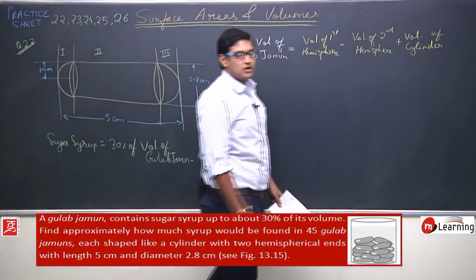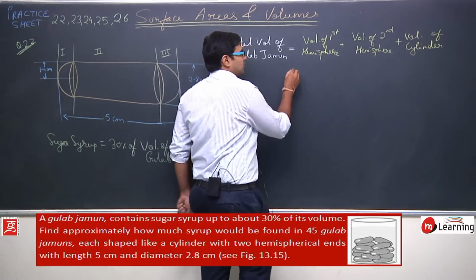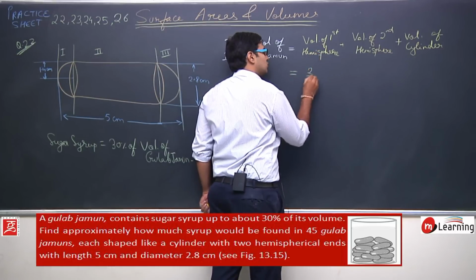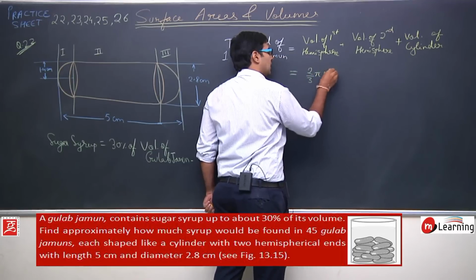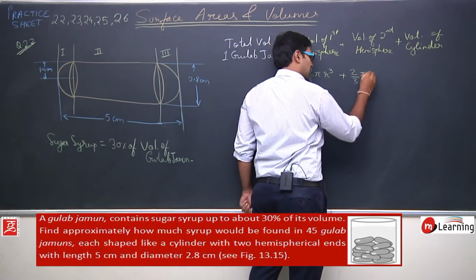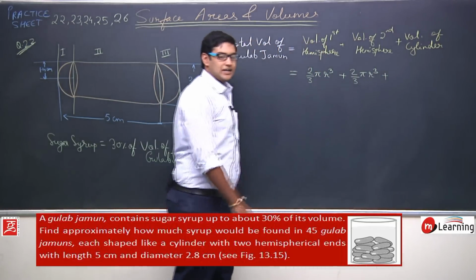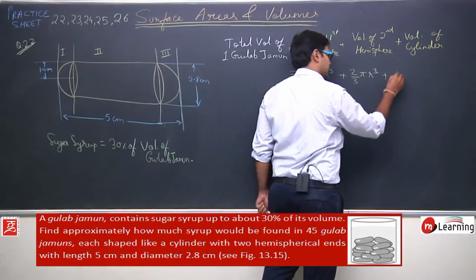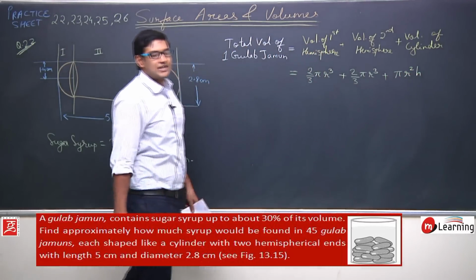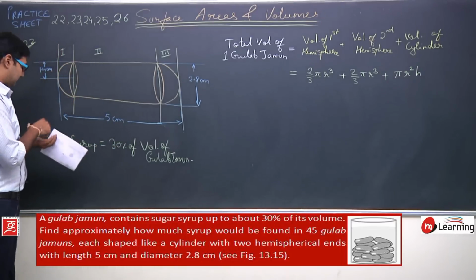Now what is the volume of a hemisphere? We have already noted down the formula. The volume of one hemisphere is 2 by 3 pi r cube, plus the volume of the second hemisphere is again 2 by 3 pi r cube, plus the volume of the cylinder is pi r square h. Now what is the height of this cylinder? Let us calculate the height.